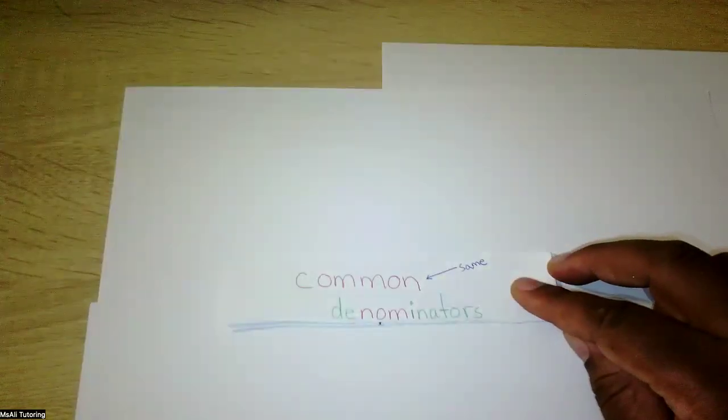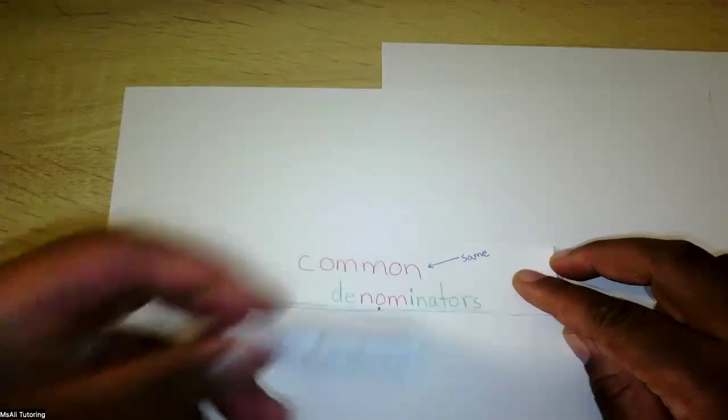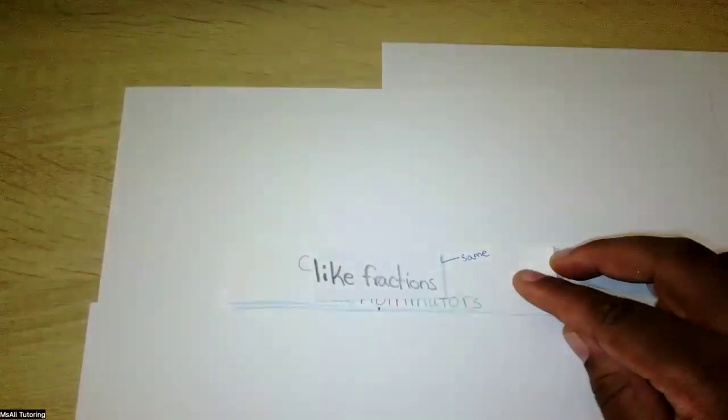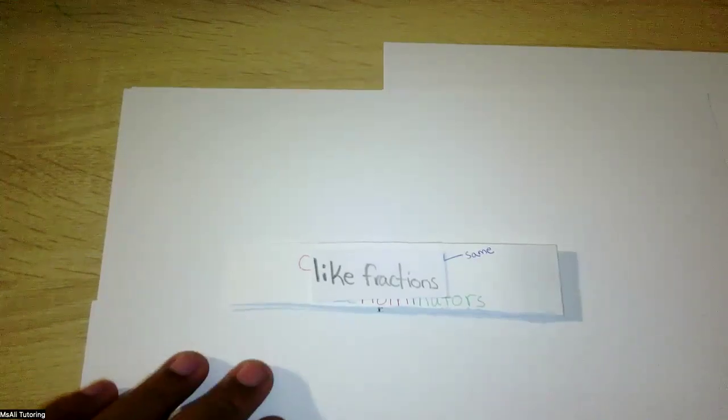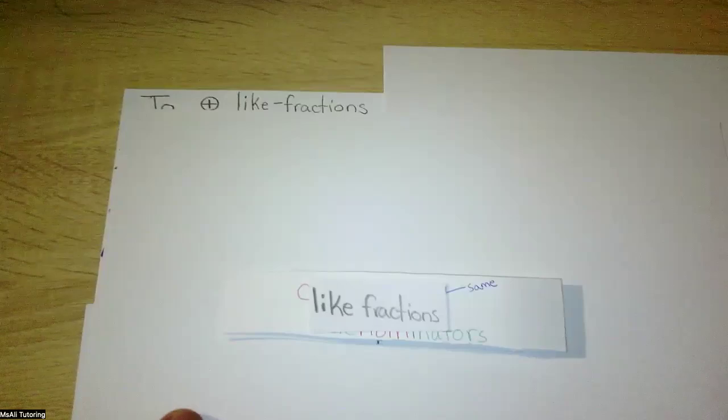When my denominators match, I know that I have a common denominator. And another term for common denominator is like fractions. So once I have like fractions, how do I add them? Well, you guys know the rules for that already.